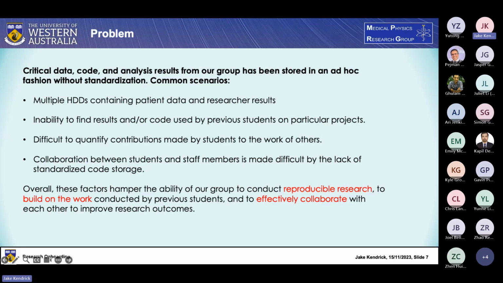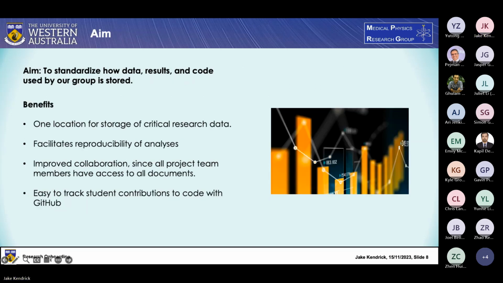So these factors overall really hamper the ability of our group to conduct, firstly, reproducible research. So we want our research to be able to be reproduced by future students and future researchers coming to look at the same projects, but also it makes it difficult to build on the work conducted by previous students and also to effectively collaborate with each other to improve those research outcomes.